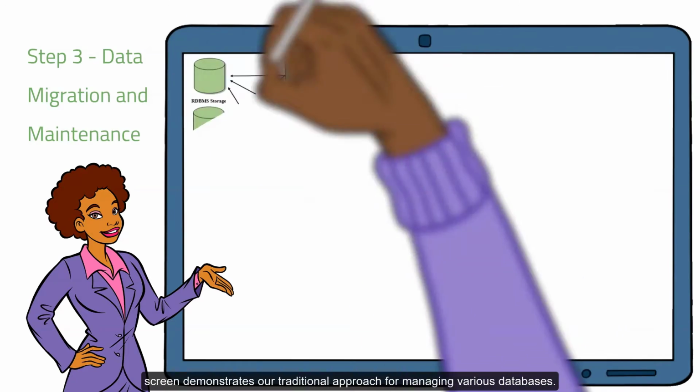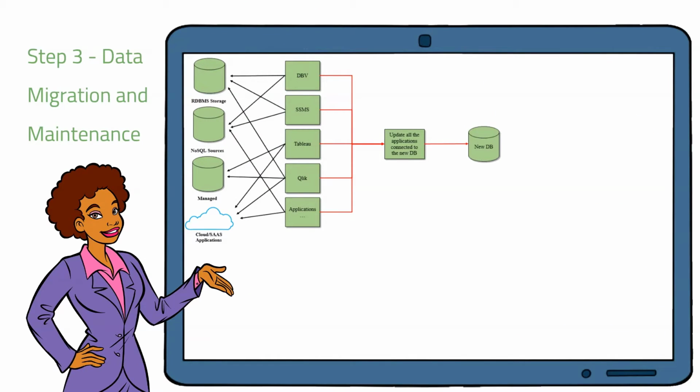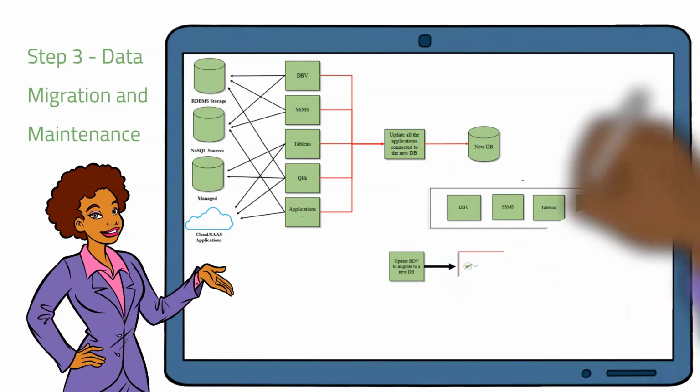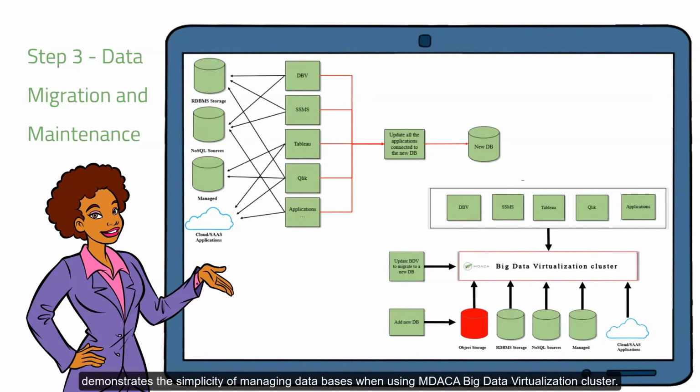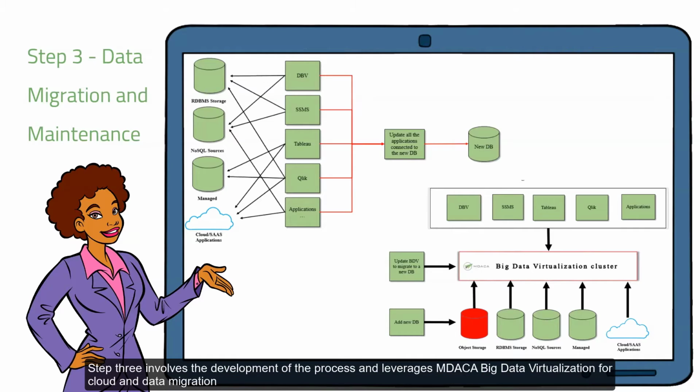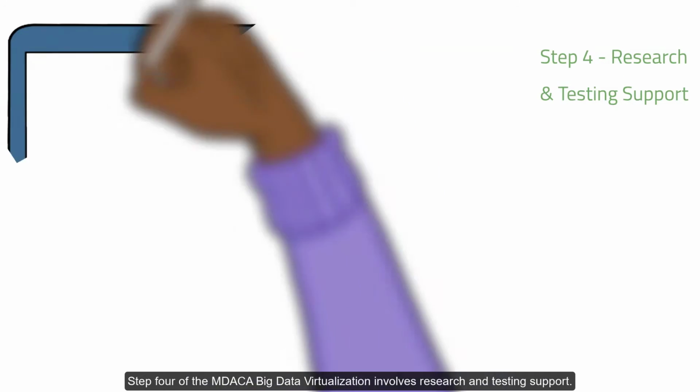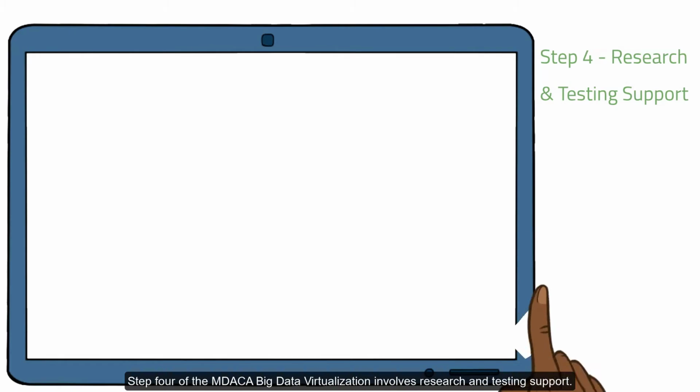As you can see from the data migration and maintenance diagrams, the left side of the screen demonstrates the traditional approach for managing various databases. The right side of the screen demonstrates the simplicity of managing databases when using MDACA Big Data Virtualization Cluster. Step 3 involves the development of the process and leverages MDACA Big Data Virtualization for cloud and data migration and maintenance. Step 4 of the MDACA Big Data Virtualization involves research and testing support.